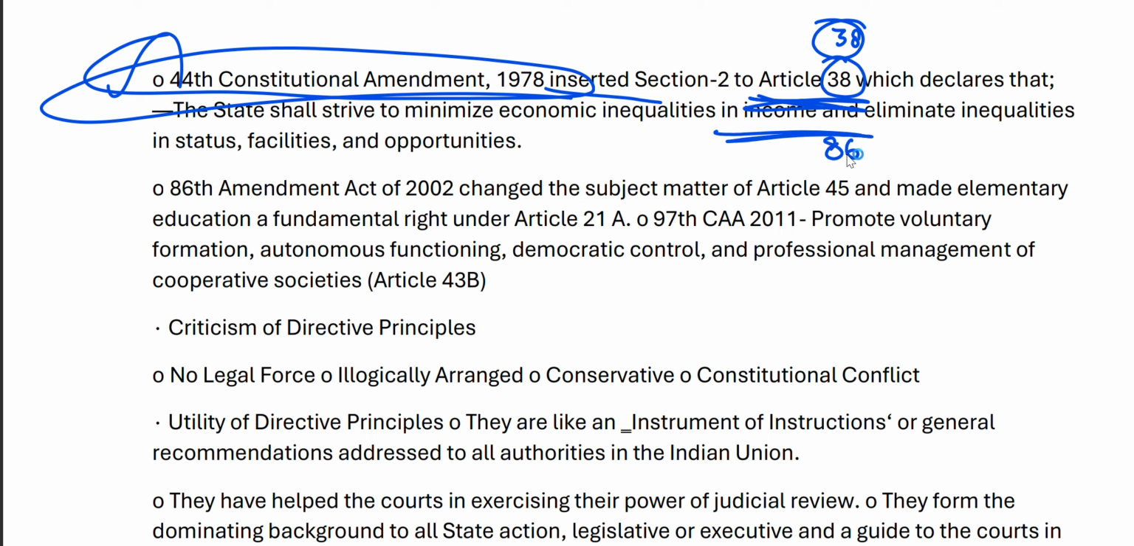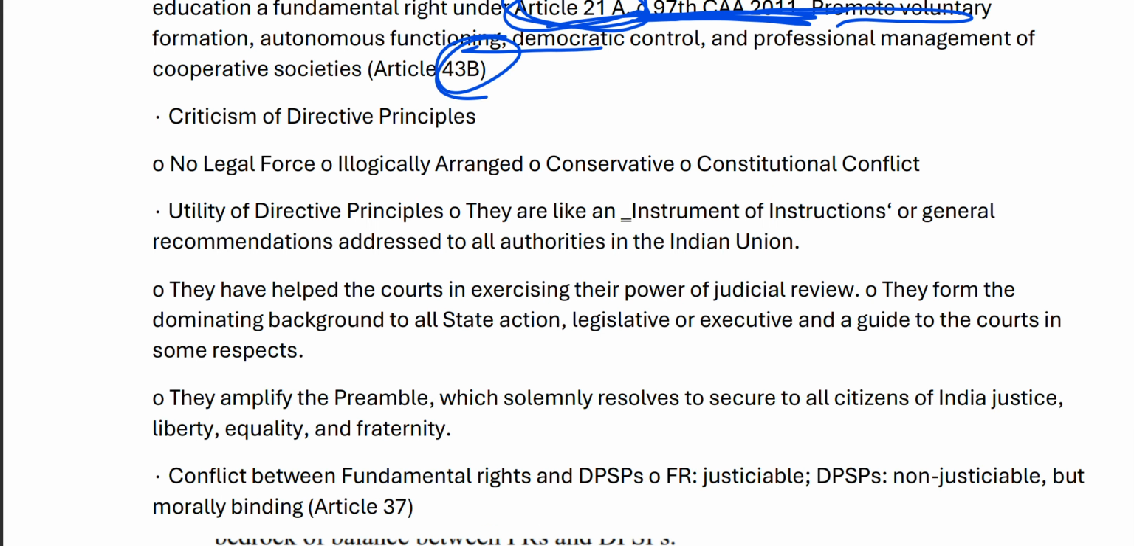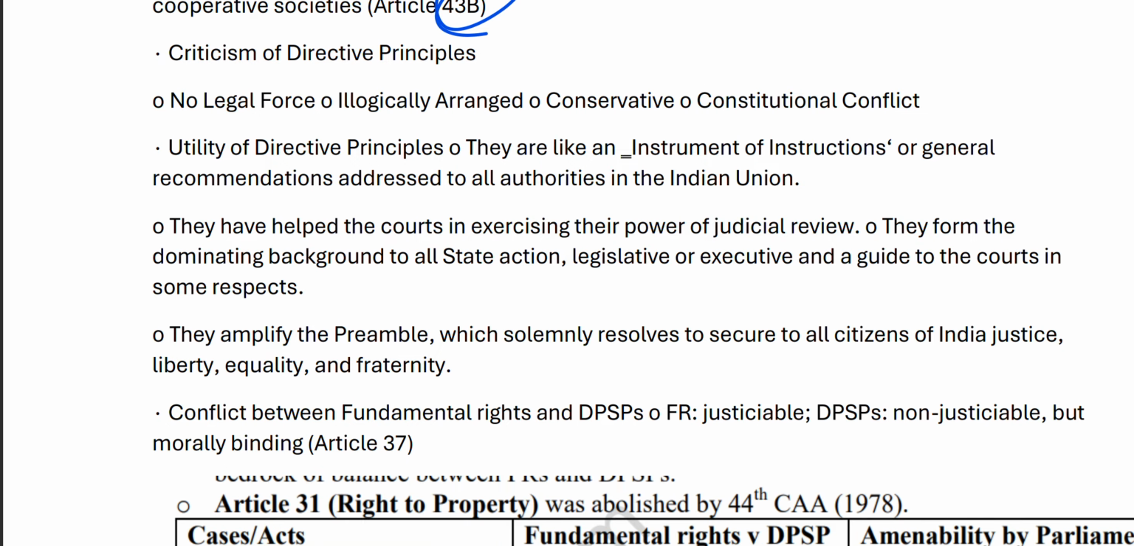Then the 86th Constitutional Amendment Act of 2002 changed the subject matter of Article 45, related to the children under the age of 6, right? Now we have voluntary or compulsory provisions under Article 21A. The 97th Constitutional Amendment Act of 2011 is the one which included the cooperative societies. Because they are not legally enforceable, it is a criticism for the directive principles, and they are illogically arranged as well. Conservative constitutional conflict.